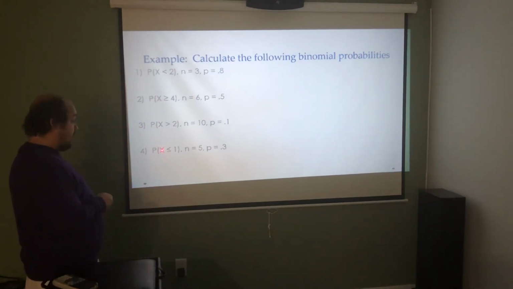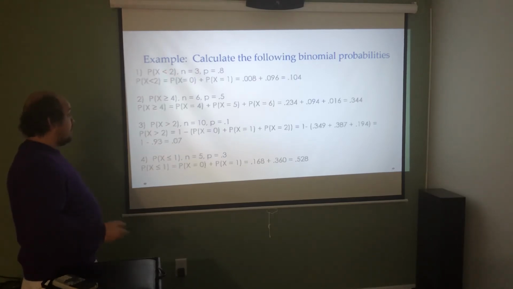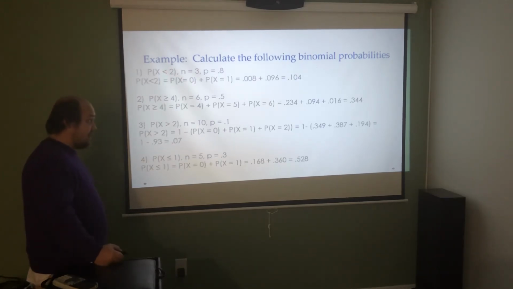The final one, the probability that x is less than or equal to 1, well, that includes 1 and 0. So I'd run the formula for 0, run the formula for 1, and add those together. You'll notice that less than or equal to 1 in a discrete random variable is literally the same thing as less than 2. So here's all those probabilities done out.